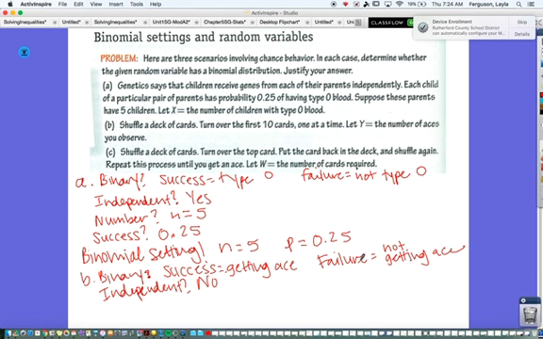For example, if the first card you turn over is an ace, the next card is less likely to be an ace because you're not replacing the top card in the deck. Similarly, if the first card isn't an ace, the second card is more likely to be an ace because you didn't replace that first card.